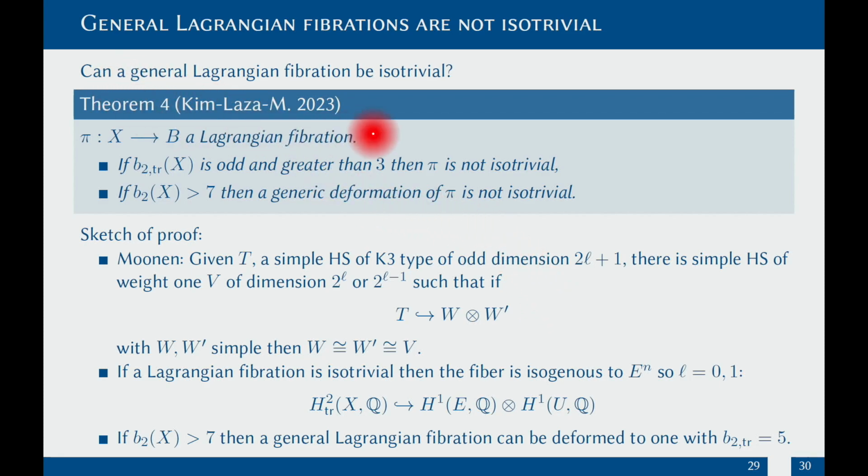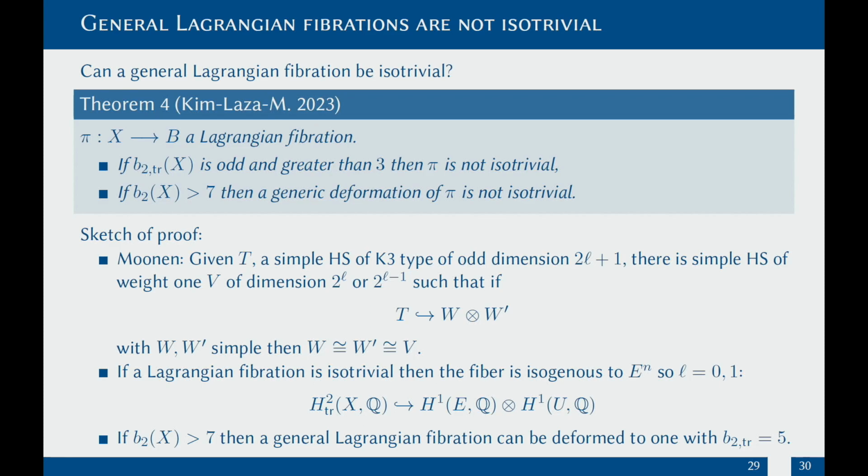So if you have a Lagrangian fibration and the transcendental b2, so b2 is just the dimension of the second cohomology, transcendental b2 is the dimension of the transcendental H2, so you remove all the things that are algebraic. You remove all the Hodge classes. So if this is odd and greater than 3, then pi cannot be isotrivial. On the other hand, if b2 is bigger than 7, then a generic deformation of the Lagrangian fibration pi is not going to be isotrivial. So it's going to have, by this theorem of Ben Bakker, maximal variation. So on the relatively mild assumption, you can deform an isotrivial Lagrangian fibration to one that's not isotrivial.